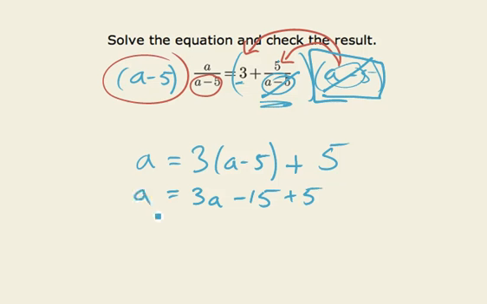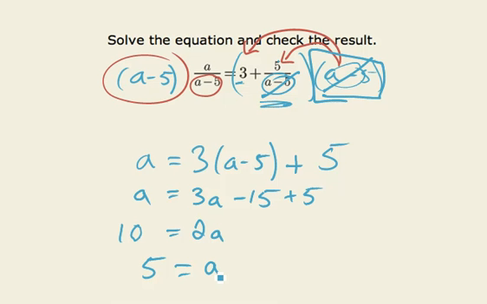This all still equals a. I could go ahead and subtract a from both sides. If I subtract a from the left, I have 0. If I subtract a from the right, I have 2a. We could do this addition. Minus 15 plus 5 is negative 10. And now let's go ahead and add 10 to both sides. So on the right, the 10 cancels. On the left, I get a 10. Divide both sides by 2. 10 divided by 2 is 5. 2a divided by 2 is just a. So we get a equals 5.